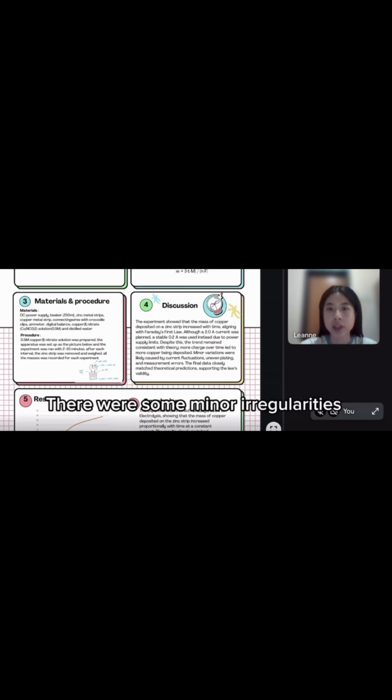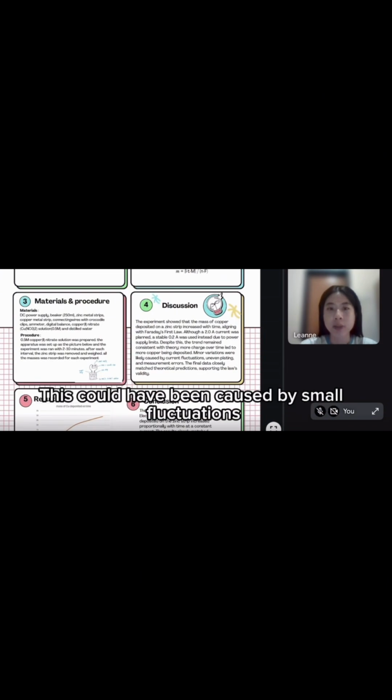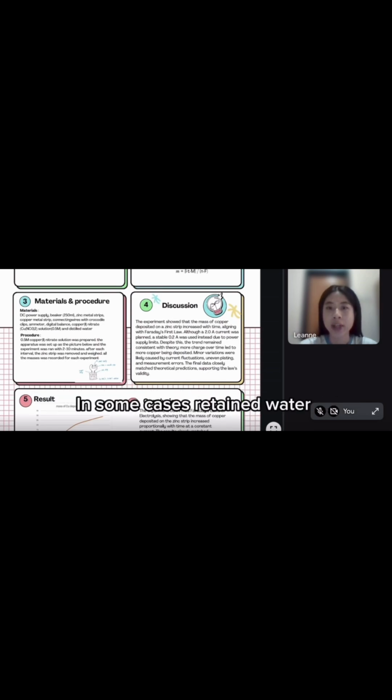There were some minor irregularities in the rate of deposition, especially between 6 and 8 minutes. This could have been caused by small fluctuations in current, possible uneven copper build-up on the cathode surface, or slight errors when drying and weighing the zinc strips. In some cases, retained water or accidental damage to the copper layer could have affected the mass measurements.